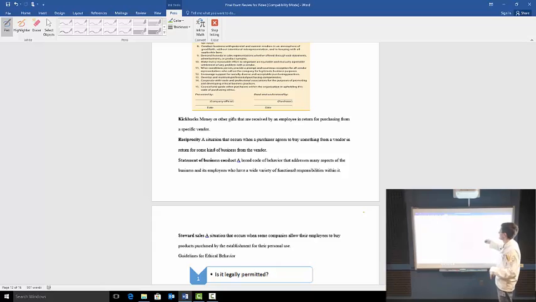Then lastly, a statement of business conduct. Not all businesses have this, but it's becoming more common. It's a broad code of behavior that will address many aspects of the business and its employees who have a wide variety of responsibilities. It basically says this is what's acceptable conduct, this is what isn't.